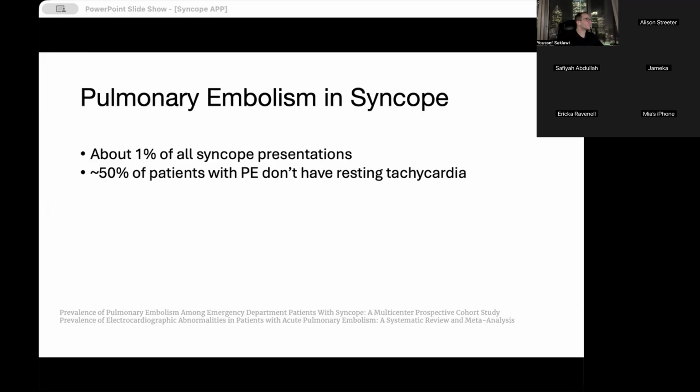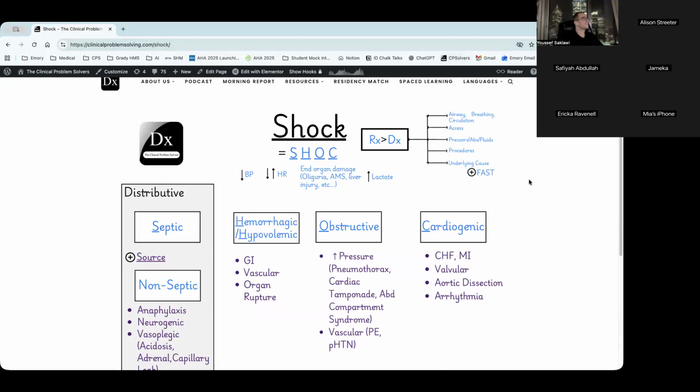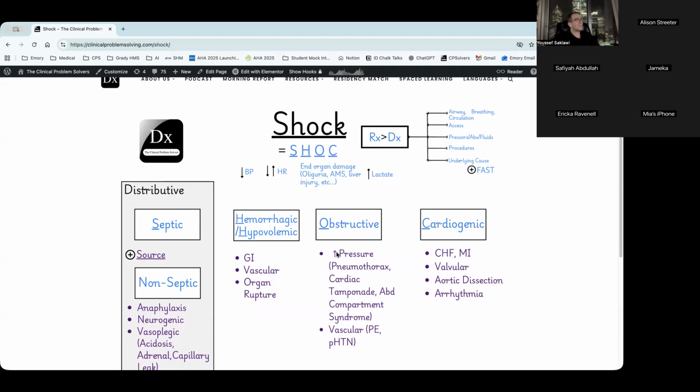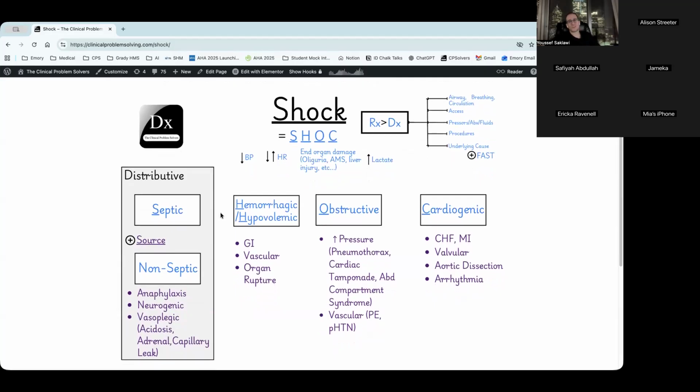I'm going to share the shock schema just quickly so you all can see what I'm talking about. Awesome. So this is the shock differential diagnosis, and a lot of times people will go through it with you, like these are all the causes of shock. But one super easy way to remember this is the word shock spells out the causes of shock. So S as in septic, H as in hemorrhagic hypovolemic, O as in obstructive, and C as in cardiogenic. It spells out shock.